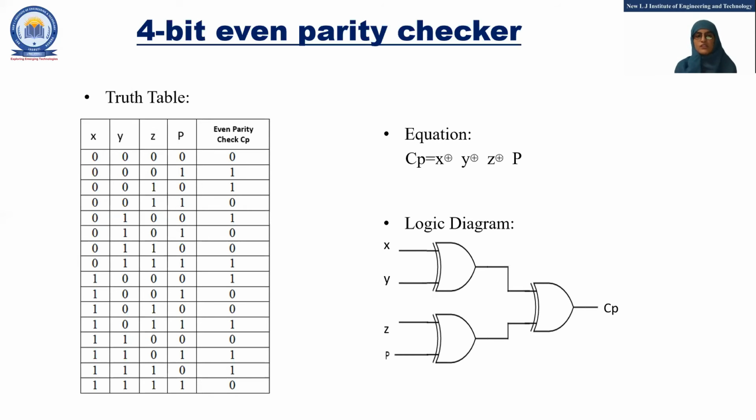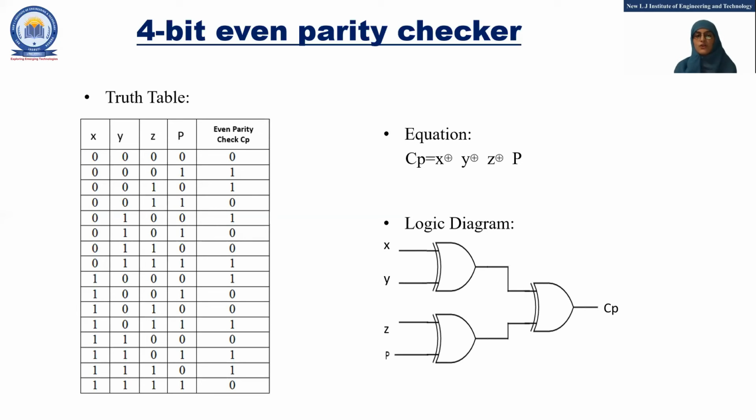For case 0, 0, 0, 1, there is an odd number of ones, which means the even parity checker will mark this message as an error because there is an odd number of ones, and this is an even parity checker. For case 0, 0, 1, 0, the even parity checker output will be 1 because there is an odd number of ones in the original message. Here the original message is X, Y, Z and parity bit P.